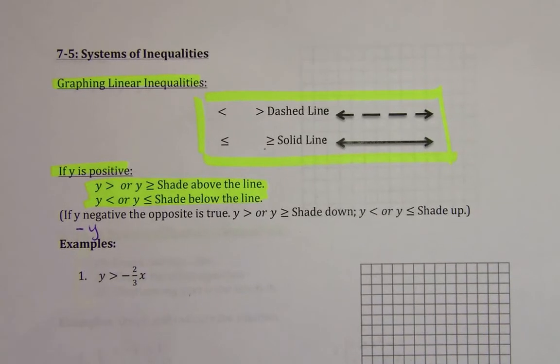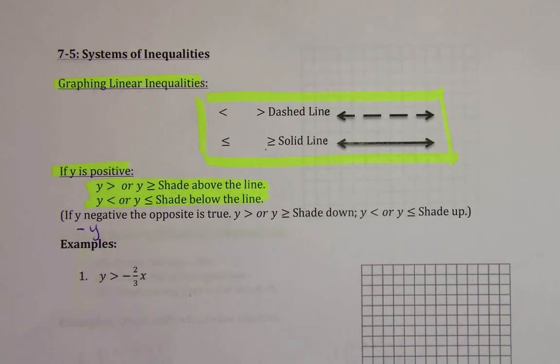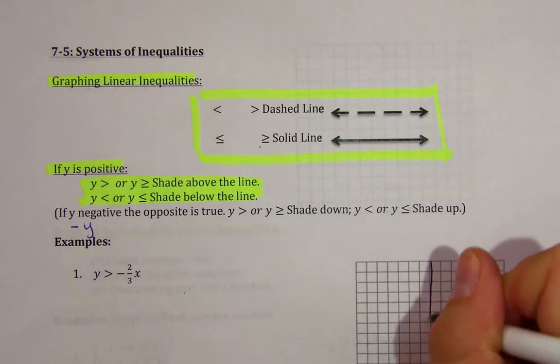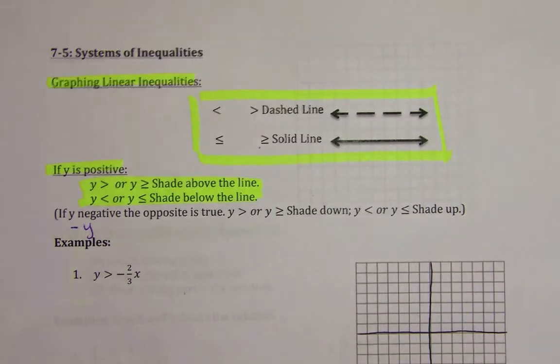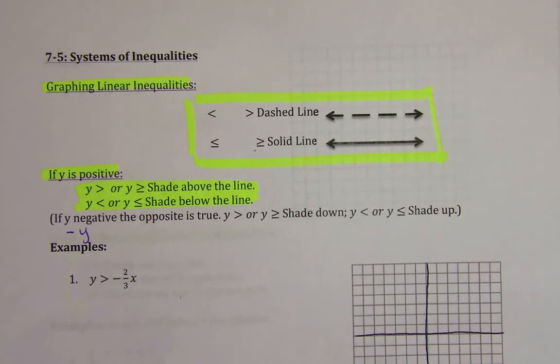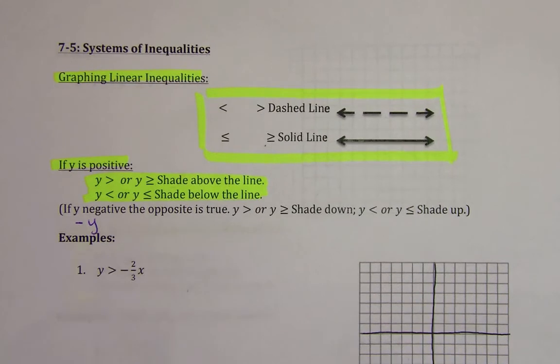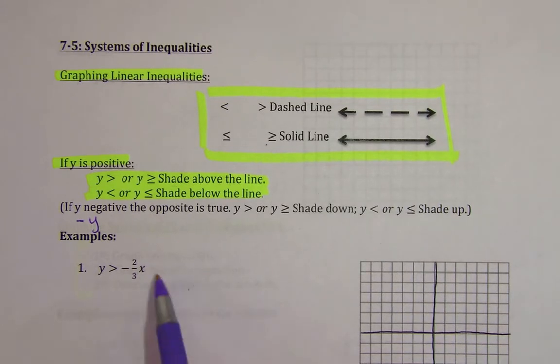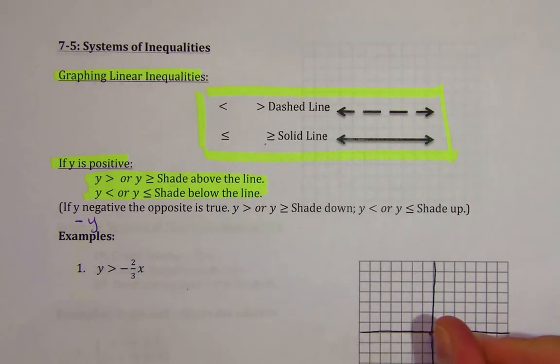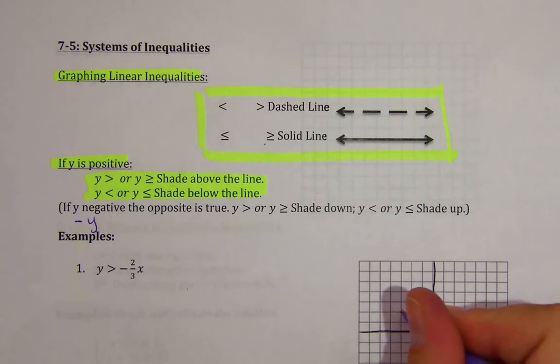So I'm going to go ahead and get started with some examples here. Let me go ahead and set these up and draw our x and y axis. And now we have y is greater than negative 2/3 x. Well, we know how to graph the line negative 2/3 x. We have a y-intercept of 0. Our slope is negative 2/3.